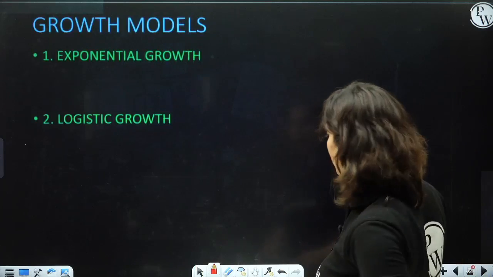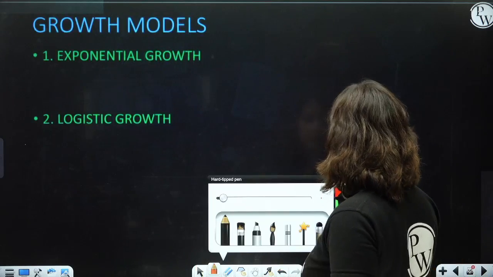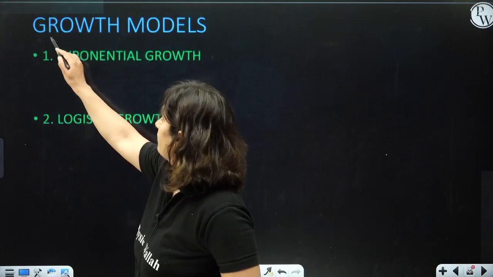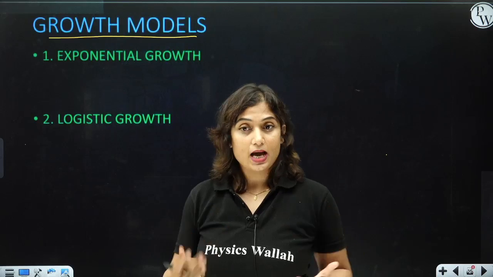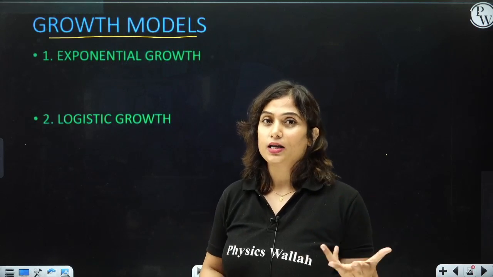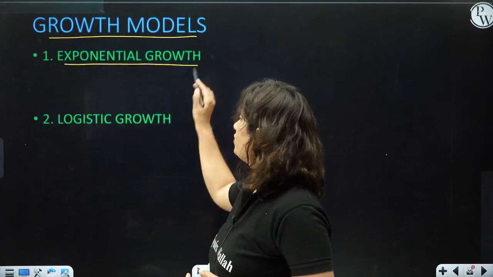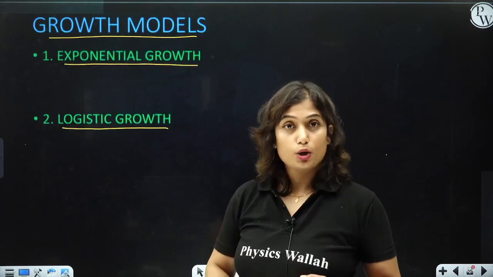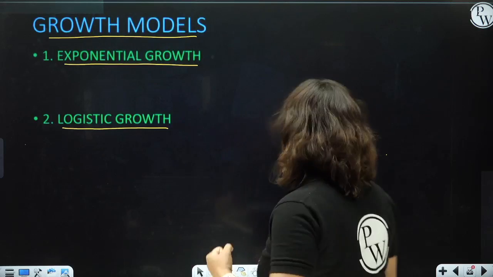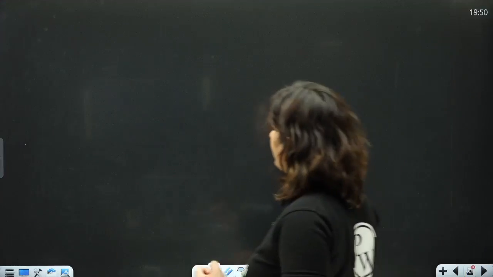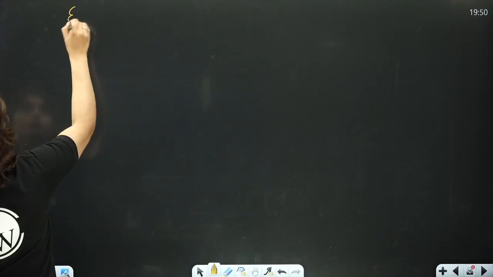Okay, now let's discuss the two types of growth models. These growth models tell us how growth can occur in a habitat. The growth models can be of two types: exponential growth and logistic growth. First, let's take the exponential growth.